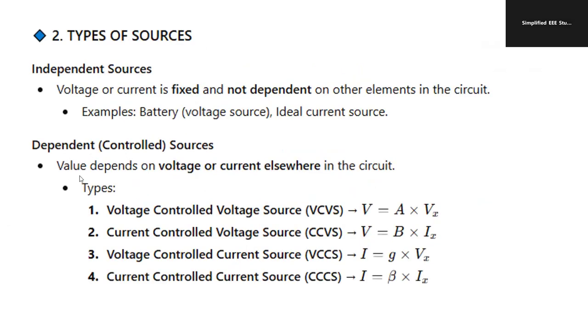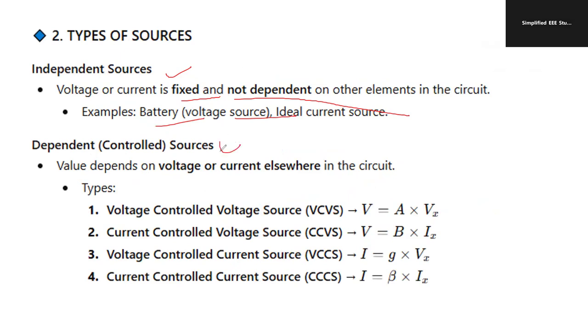What are the different types of sources available? Similarly, I want to discuss independent sources. When the voltage or current is fixed and not dependent on any other element in the circuit, that is called an independent source. Examples: a battery, an ideal current source, etc. all come under independent sources.